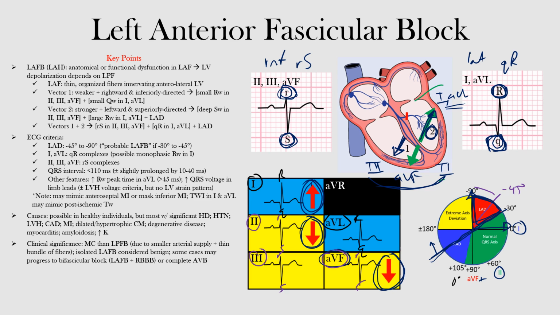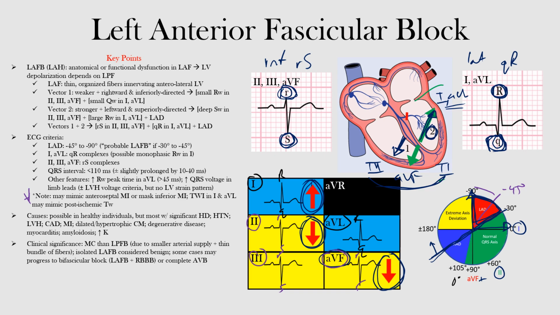Remember, we want the voltage and non-voltage criteria for making that left ventricular hypertrophy diagnosis. And just a few last notes on the EKG. These findings may mimic an anteroseptal MI or mask an inferior MI, so make sure to be aware of that. Additionally, T-wave inversion in leads 1 and AVL, the lateral leads, may occur, which may actually mimic a post-ischemic T-wave. Now mark these points, and they're right here. So I want you to mark them, and after we discuss infarctions, I want you to come back, and I think they'll make more sense.